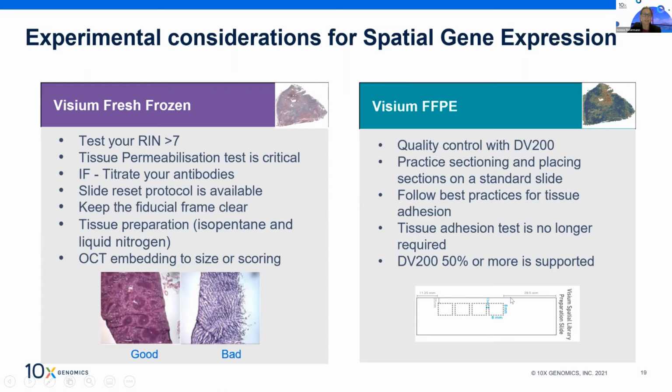We recommend practicing sectioning on standard glass slides with just drawing out these capture areas. We have a template in our user guide, and you can practice as long as it takes until you feel comfortable with this process. In the fresh frozen workflow, there is actually a slide reset protocol available. So if it does go wrong, once it is hybridized to the final slide, it can be removed. However, that is not yet available for the FFPE workflow. So the practice is the best in that setting.